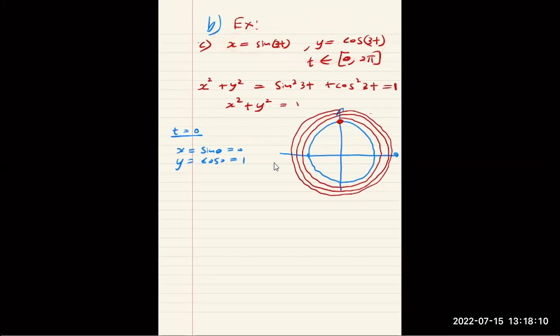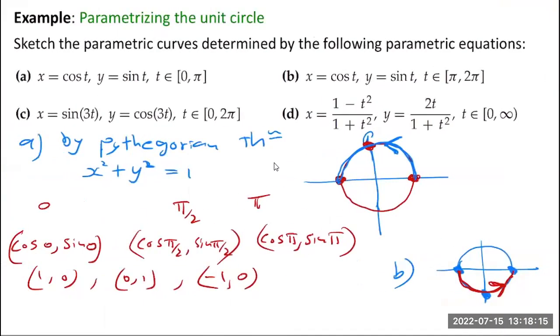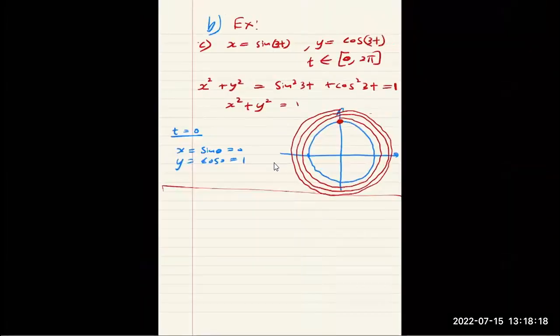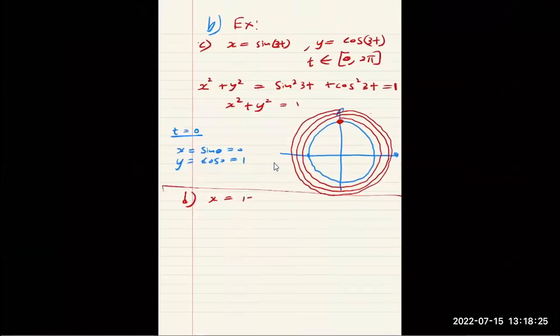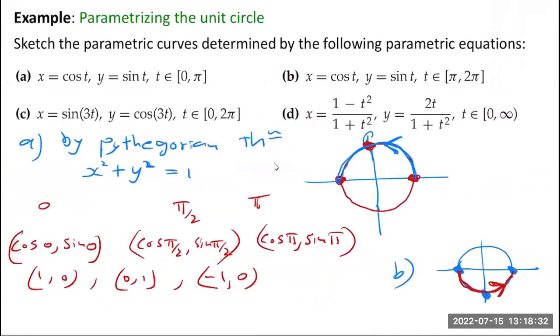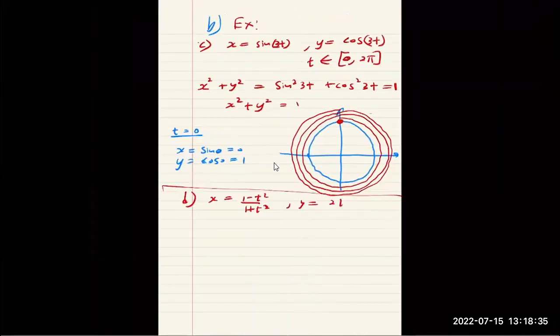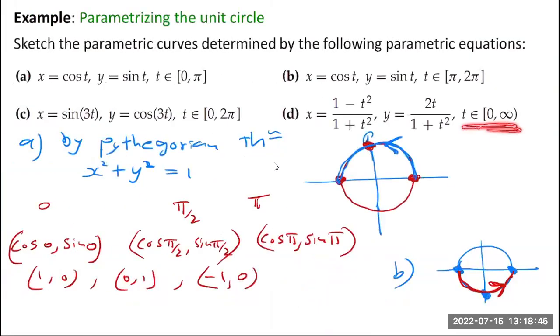Let's move on. Now we are down to the last part of that example. What is the last part? We are given again, this time it's a slightly different equation, but we have a trick there. x is equal to (1 minus t squared) over (1 plus t squared), and then y is equal to 2t divided by (1 plus t squared). Notice that t is given to be between 0 and infinity.